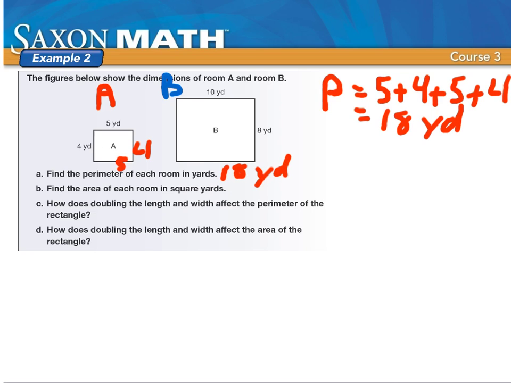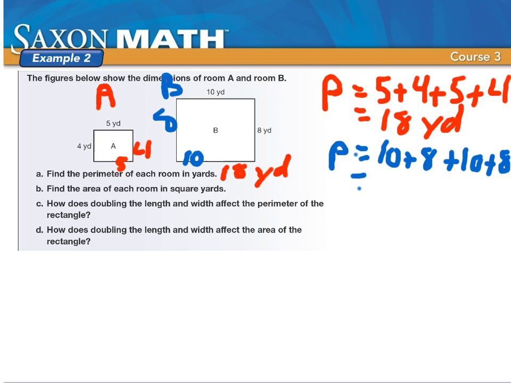Now let's find B. So we'll use blue for B. Perimeter of B is all the sides added together. 10 plus 8 plus 10 plus 8. Again, this one's 8 and this one down here is 10. So 10 plus 8 is 18. 18 plus 10 is 28. And 28 plus 8 is 36. And again, we have to put yards. So there are our two perimeters for part A.